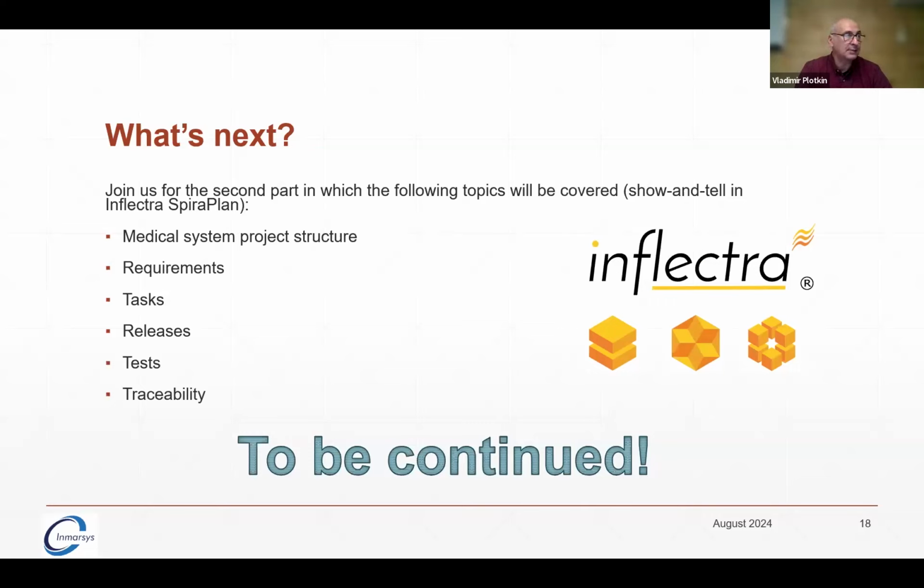The second part is going to be very much like show and tell, and we'll be using SpiraPlan. In there, I'll create the medical system project. It's going to be an imaginary device, a blood glucose meter with advanced communication capabilities like Bluetooth. We'll have Bluetooth printer connectivity, Wi-Fi, screen, and so on. And we'll walk over the project structure itself.